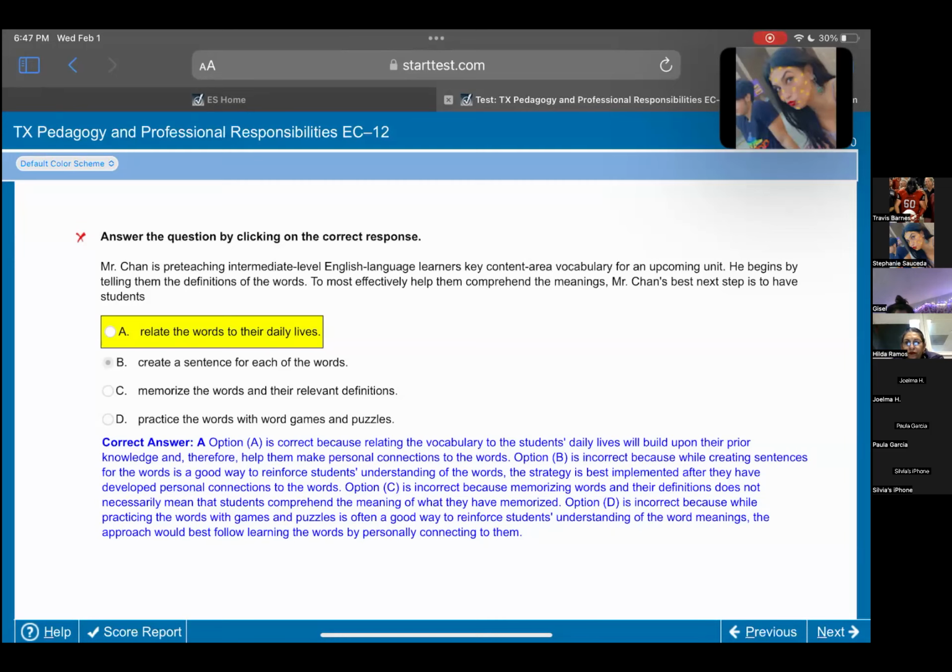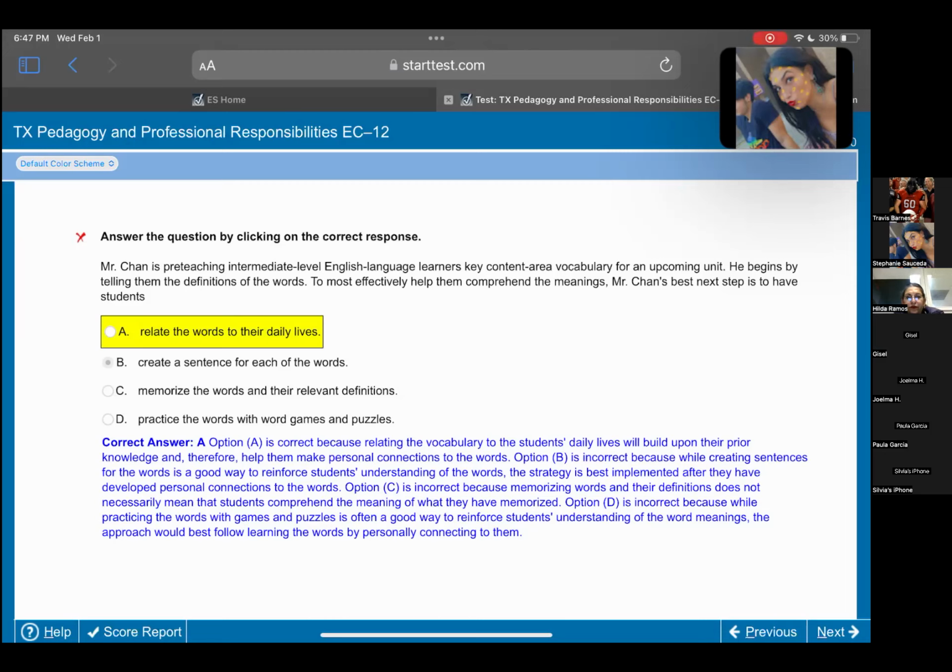The goal is that they can use it again, that they can use it in their oral language proficiency, that they can use it in reading, that they can read it again in another passage used in another way and still gain comprehension. And strictly memorization does not guarantee that.